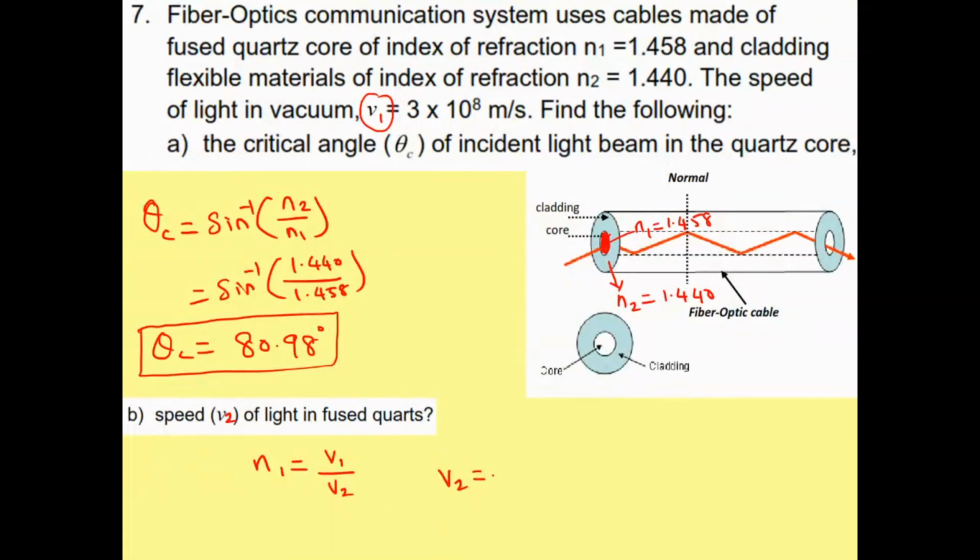Therefore, V2 is equal to V1 over N1. V1 is nothing but the speed of the light in the vacuum, so 3 multiplied by 10 power 8 over N1, which is the quartz, taking a value of 1.458. So 3 multiplied by 10 power 8 over 1.458. I got the answer as 2.06 multiplied by 10 power 8 meter per second. So this is the answer.